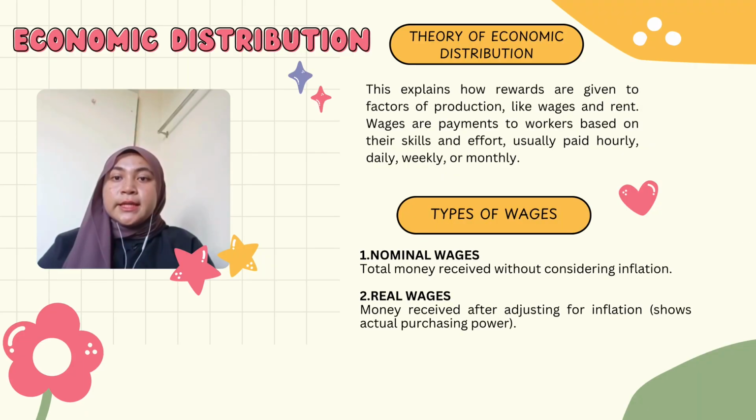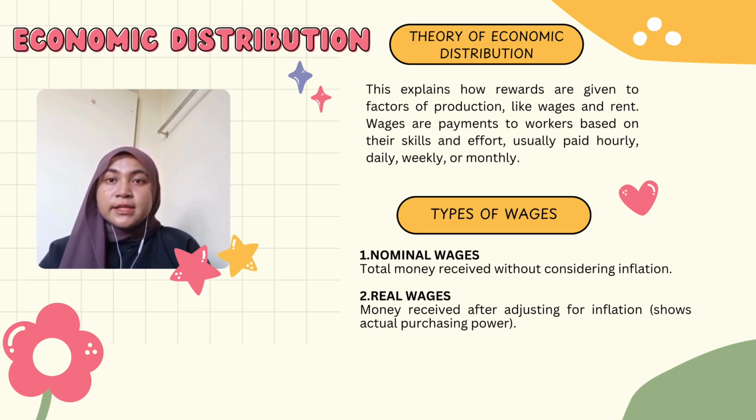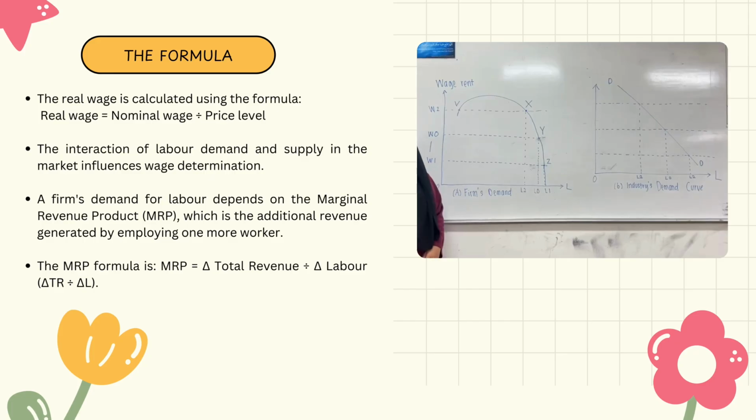The theory of economic distribution explains how rewards are given to factors of production like wages and rent. Wages are payment to workers based on their skills and effort. Usually they are paid hourly, daily, weekly or monthly. So there are two types of wages. First, nominal wages. Nominal wages is the total money received without considering inflation. Second is real wage. Real wage is the money received after adjusting for inflation, showing actual purchasing power.